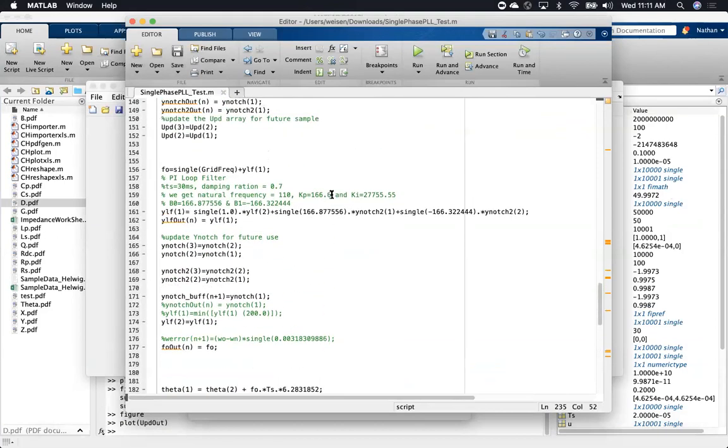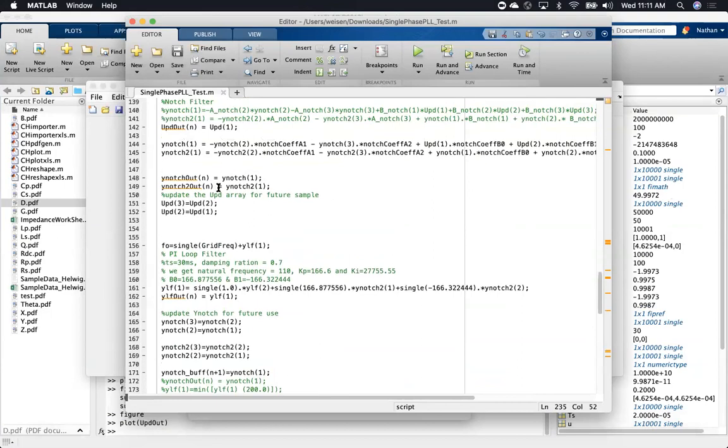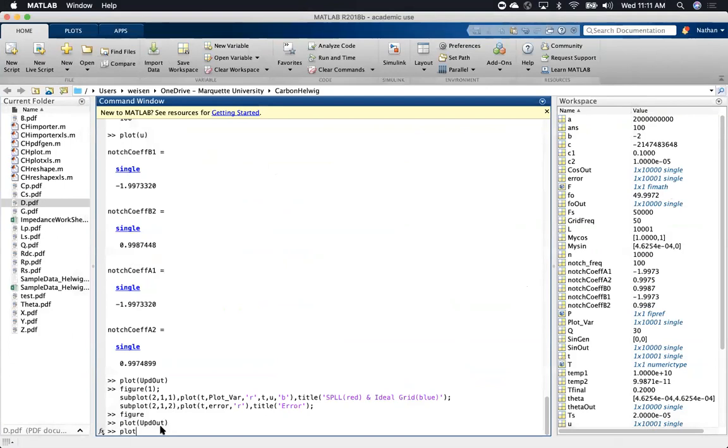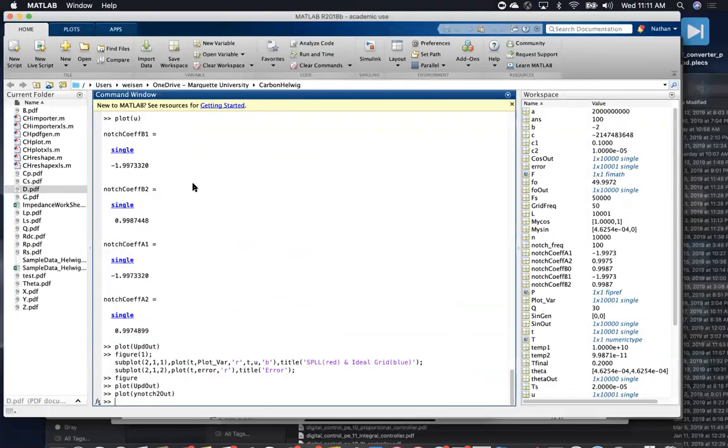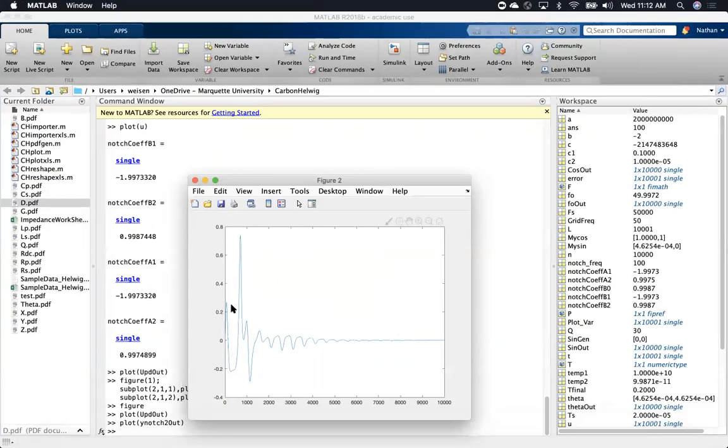All right, so where's my notch here? And you can see there's the output of my notch. And actually, just to be clear in this, we actually double notch in this code, which means I use the same notch twice in a row. So it's a notch just so I can filter more at 100 hertz.